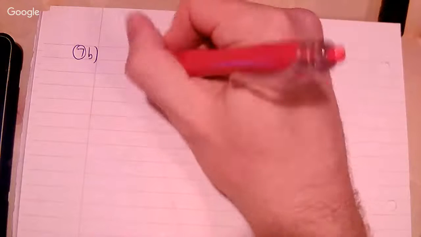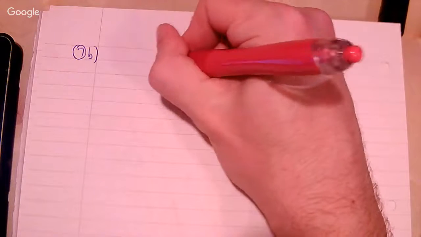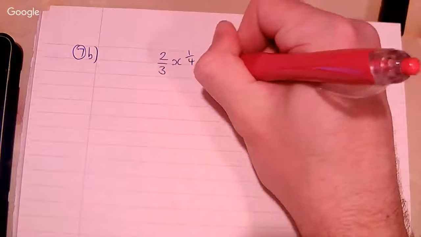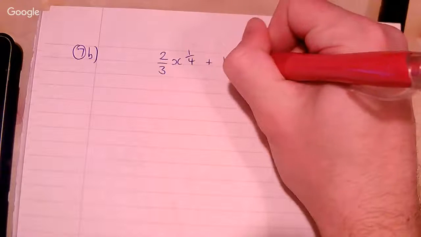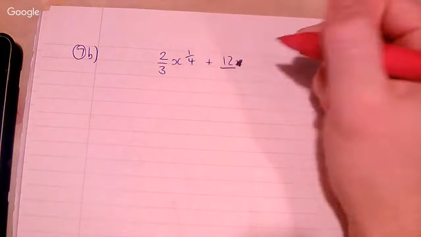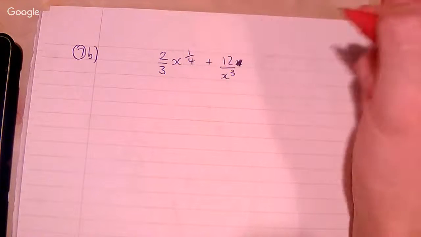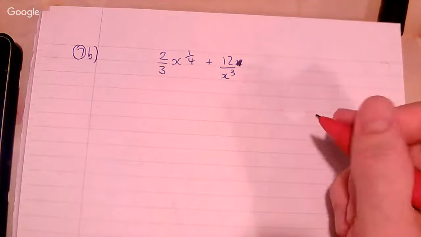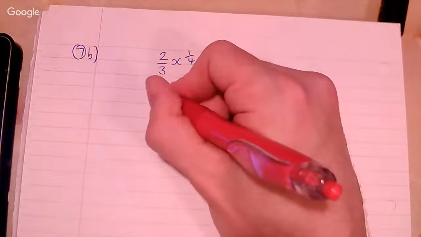Okay, 7b. So to do 7b, I need to take everything. So it says 2/3 x to the quarter plus 12x to the minus 3. Right, I've started to answer it. I'll write it properly first.